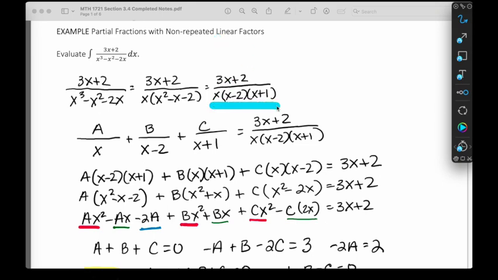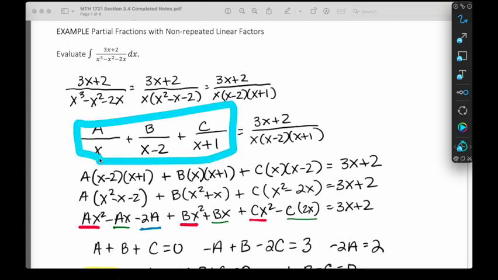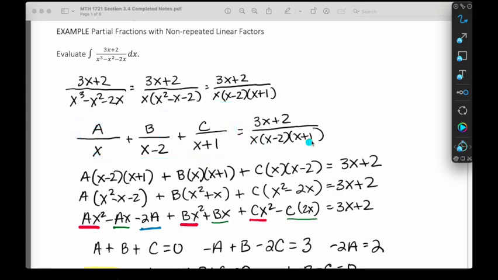So since none of these repeat and I have 3 factors in this denominator, we're going to split this up into 3 fractions. And each of these smaller fractions is going to have each of these factors in the denominator. Then we're going to write a, b, and c respectively across the top, and we're going to set it equal to our original rational expression. So we want to rewrite an expression so that we have 3 simpler fractions that's equivalent to this original fraction.